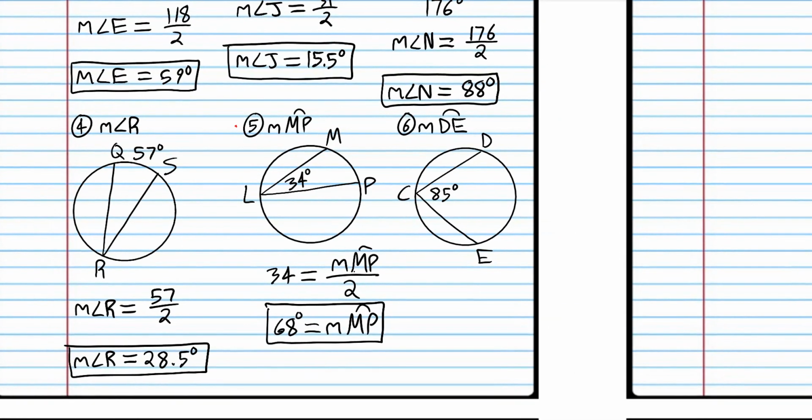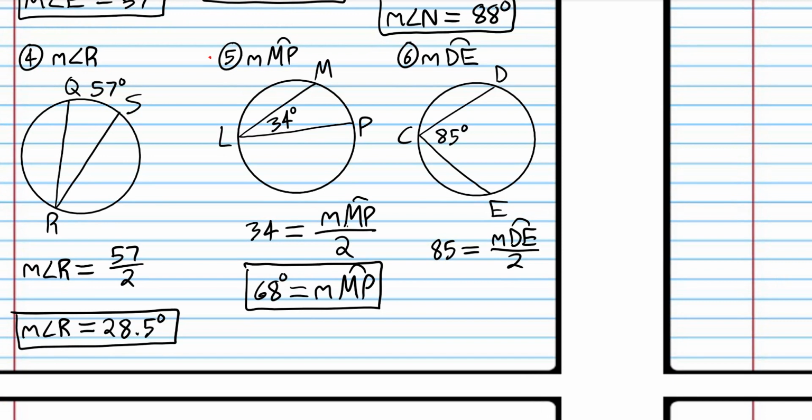Number 6, again, we have the inscribed angle. The inscribed angle is equal to the corresponding arc measure divided by 2. So now we just multiply both sides by 2, and we get 170 degrees is equal to the measure of arc DE.